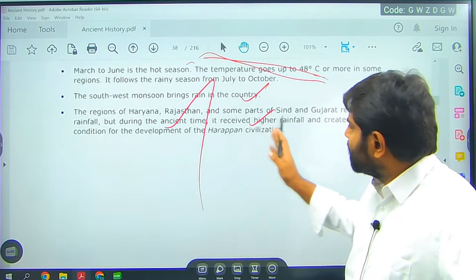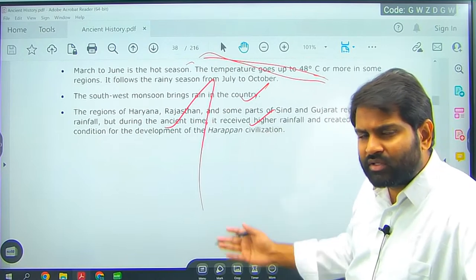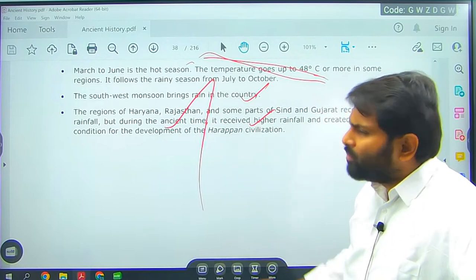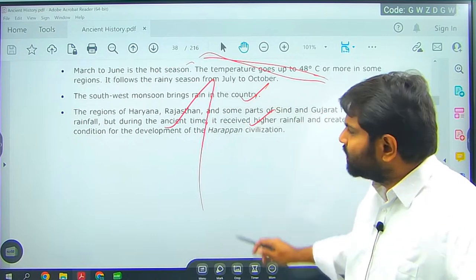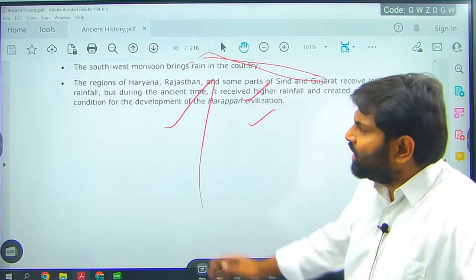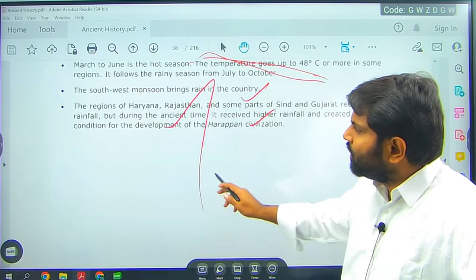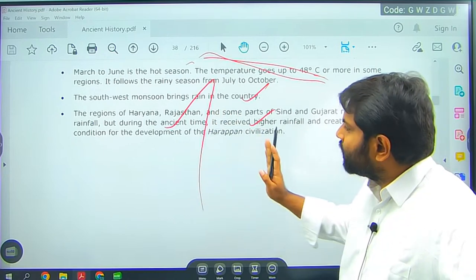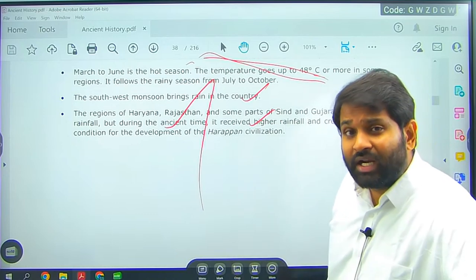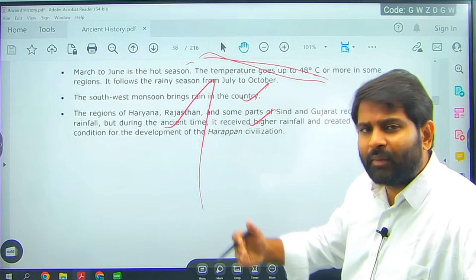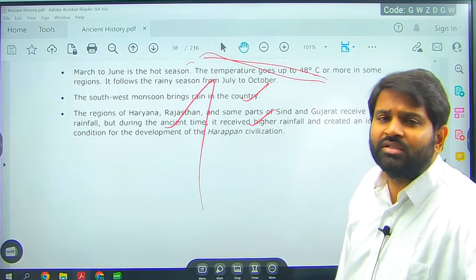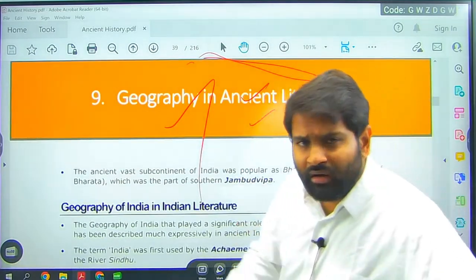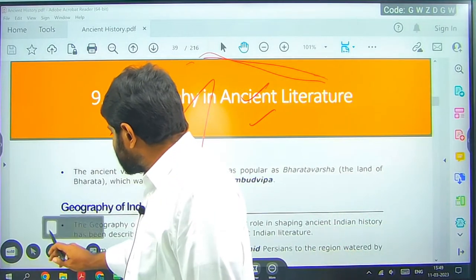The regions of Haryana, Rajasthan, and some parts of Sindh and Gujarat receive less rainfall, because they lie in the northwestern part of the region, where the dry winds reach and there is no rainfall. But western disturbances help them at some times during the winter. During the ancient time, it received higher rainfall and created ideal conditions for the development of the Harappan civilization. Because of that good rainfall, rivers were generous enough to cultivate crops and industry, or maybe for foreign travel, exports and imports.